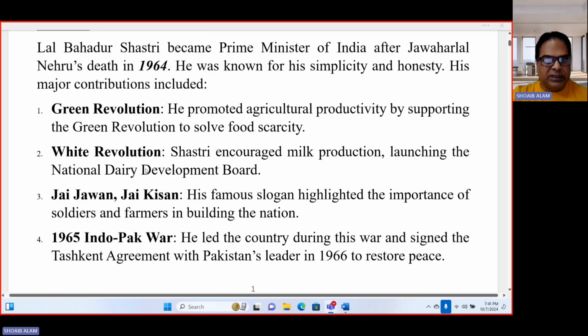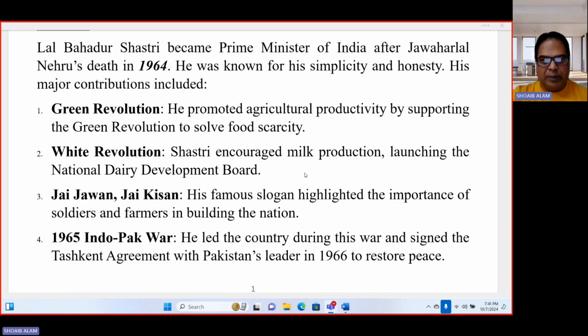And the second one is the White Revolution. What is the White Revolution? It is related to milk production. Shastri encouraged milk production, launching the National Dairy Development Board. This way he helped produce milk and supply it throughout our country, so that even the scarcity of milk can be overcome by producing milk and organizing it better through the National Dairy Development Board.